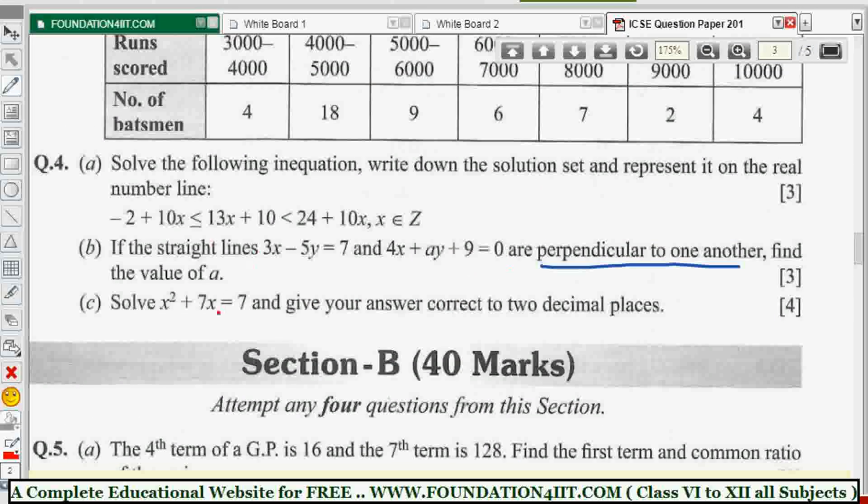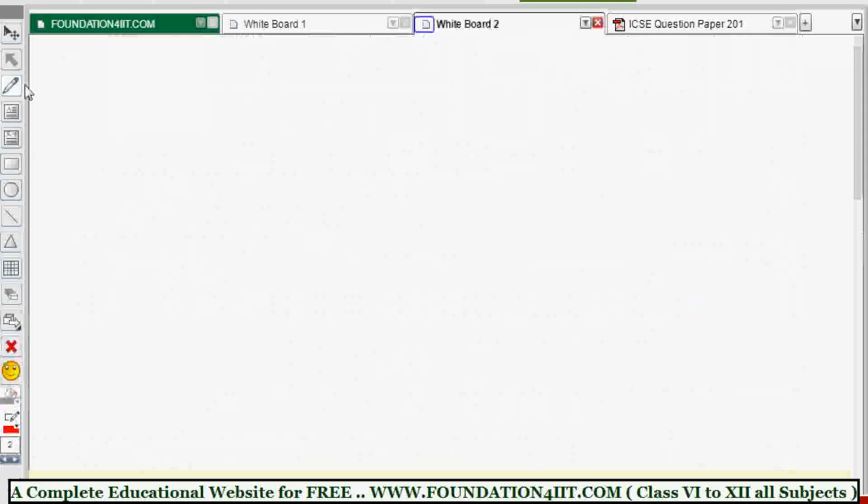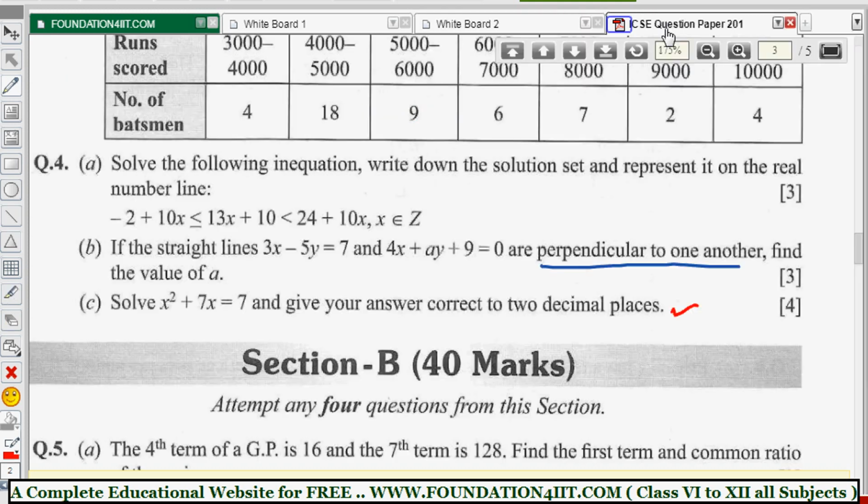Solve x square plus 7x is equal to 7, and give your answer correct to two decimal places. This is a quadratic equation we need to solve. We take the given equation: x square plus 7x is equal to 7.